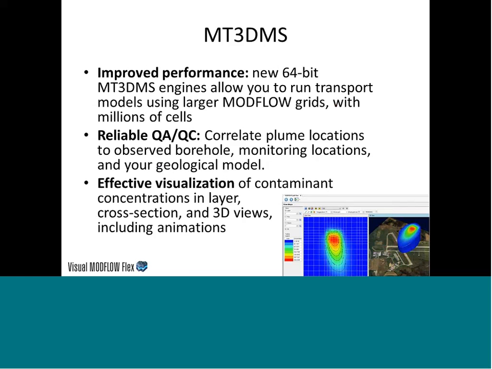With the 64-bit version of VMOD Flex, we'll offer the 64-bit version of the MT3DMS engine, which will allow you to run transport models with more refined or larger MODFLOW grids that can contain up to millions of cells. And this is something that's not possible with the previous version of Visual MODFLOW. You would run out of memory if you tried to run a transport model that had, let's say, anywhere from 1 to 5 million cells. So the 64-bit version allows you to leverage the higher amount of memory that you have on a 64-bit machine.